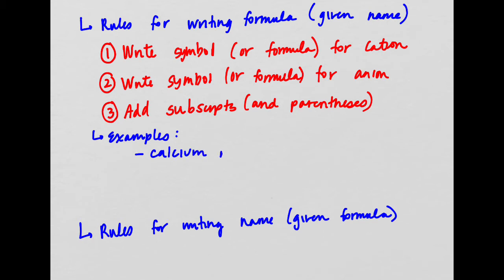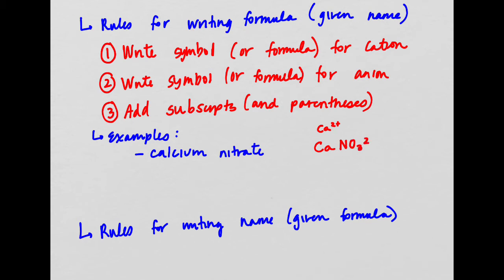Calcium nitrate. I'm given the name, and what I'm going to do first is write the symbol or the formula for calcium. In this case, it's a symbol. It's Ca, and remember, Ca has a 2+ charge. Then we're going to write the symbol for the anion, which is nitrate. Remember, nitrate is NO3.